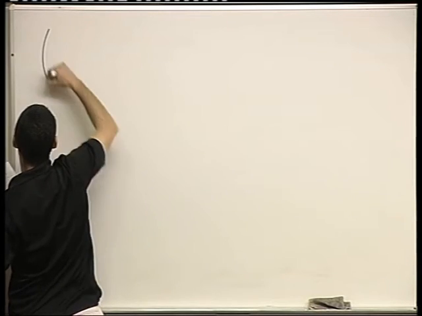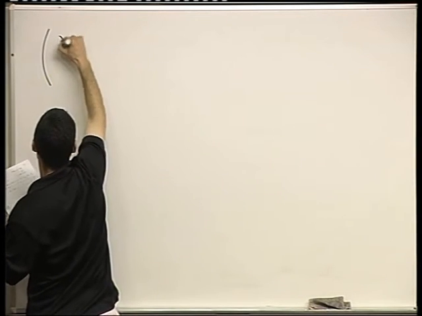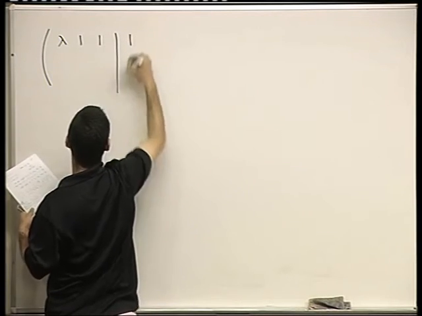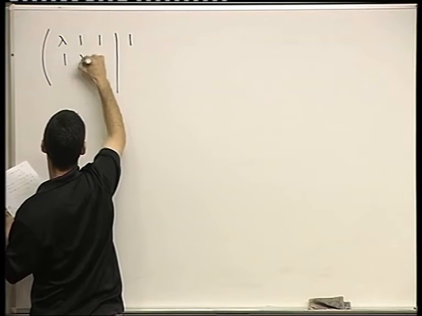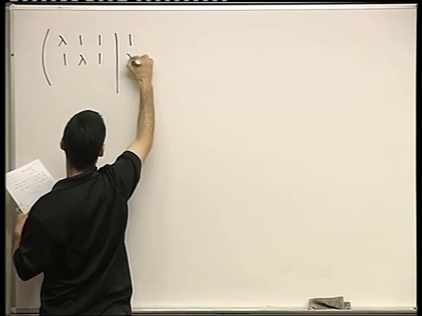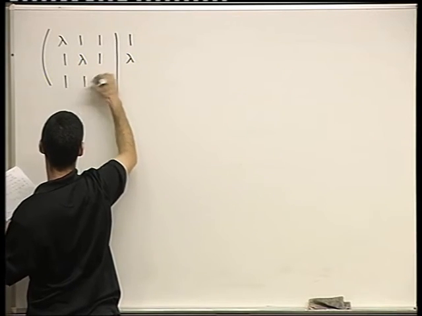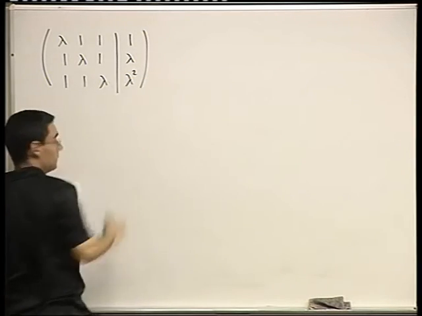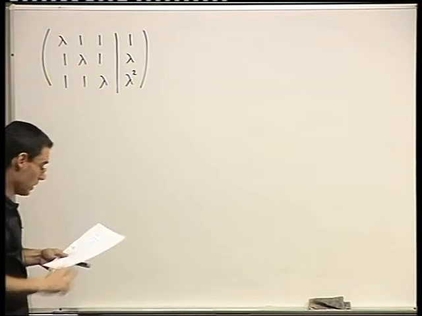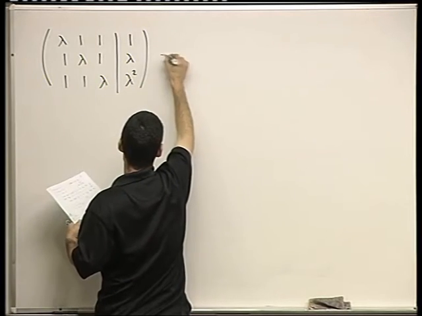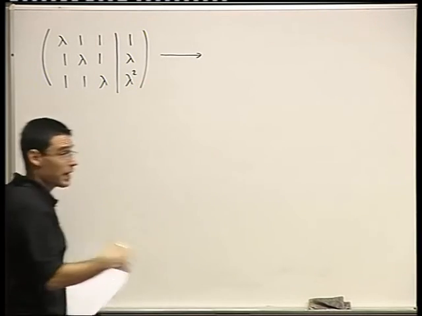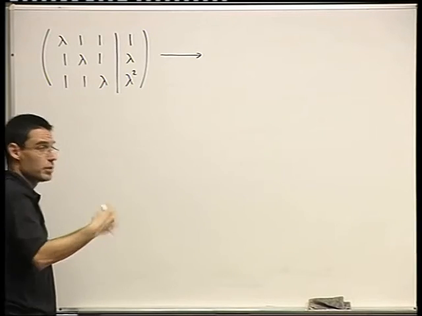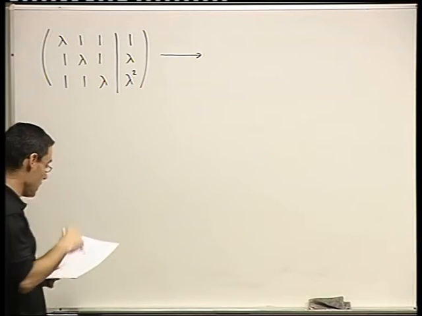So here's the augmented matrix representing the system. Lambda 1, 1, vertical bar, and then 1. 1 lambda 1 lambda, 1 1 lambda lambda squared. Do you agree? Everybody? Okay. So now let's start doing these operations. It's again a bit of practice in row operations, trying to get the system to the echelon form.